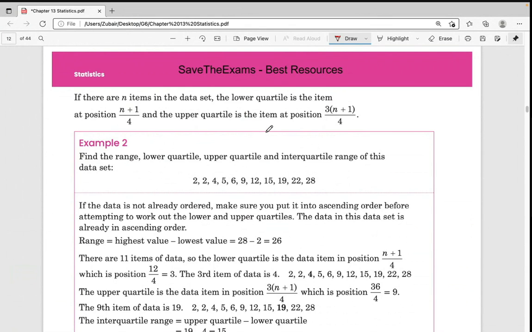And also these formulas will be helpful. N plus 1 by 4 gives the lower quartile, and times 3 gives the upper quartile. Basically this gives us the 25% when we divide by 4, since 100 by 4 is 25. So this 4 is handling that part. And when we multiply it with 3, we are converting it into 75%.